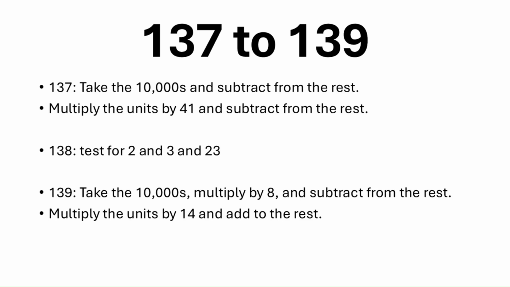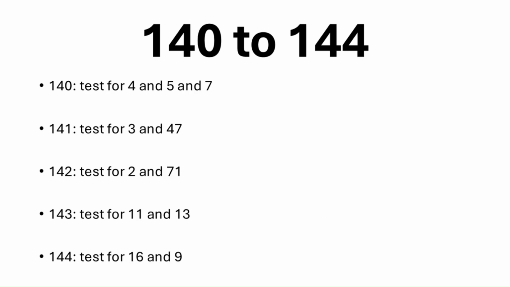137, take the 10,000s and subtract from the rest. Multiply the units by 41 and subtract from the rest. 138, test for 2 and 3 and 23. 139, take the 10,000s, multiply by 8, and subtract from the rest. Multiply the units by 14 and add to the rest. 140, test for 4 and 5 and 7.